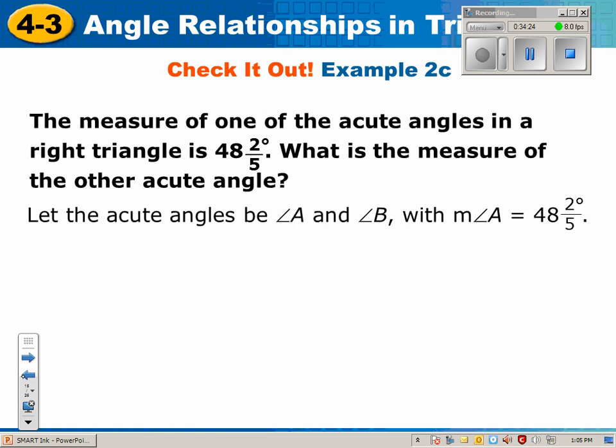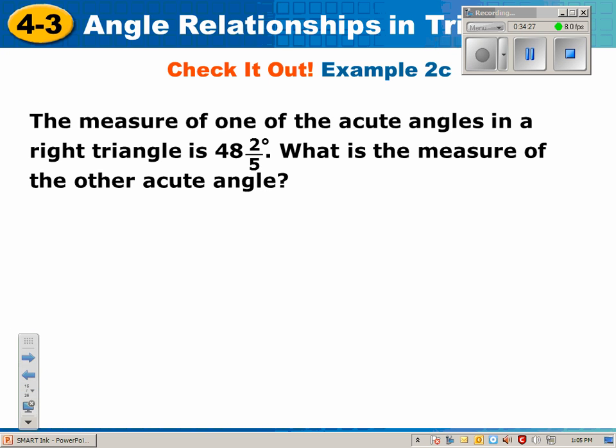Here we go. Here's one with some fractions, since you guys love fractions. What's the measure of the other acute angle? What would the answer be? What did you say, Jonathan? Close? 41 and 3/5. We know that if it's a right triangle, once again, the corollary says that the other two have to be complementary. So save yourself time and just do 90 minus 48 and 2/5.